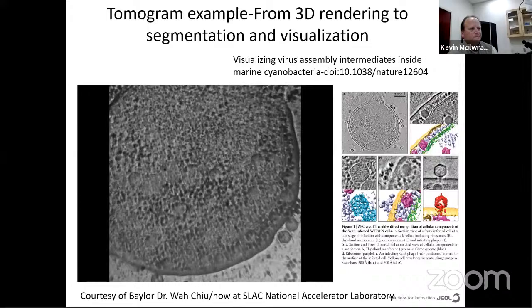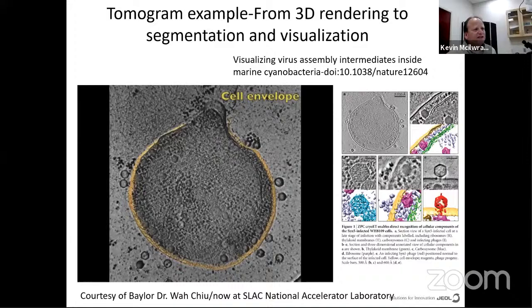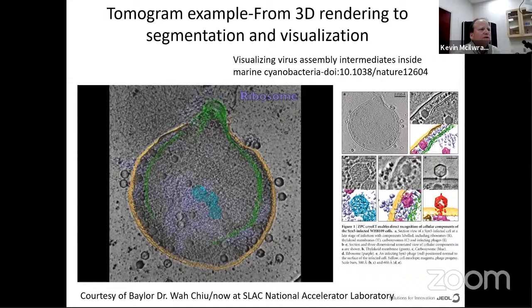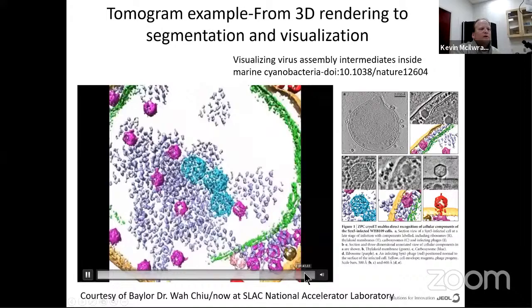And now this is all the cool stuff. And now we annotate that. So we can see the cell envelope, I think the carboxysomes, thylakoid membrane, what else? Ribosomes, vesicles, and then the infecting phage and DNA. So then we strip that out, and since we've segmented all these out, we can see spatially what's going on.